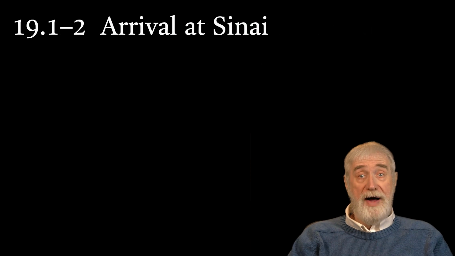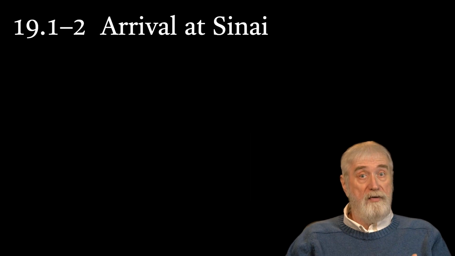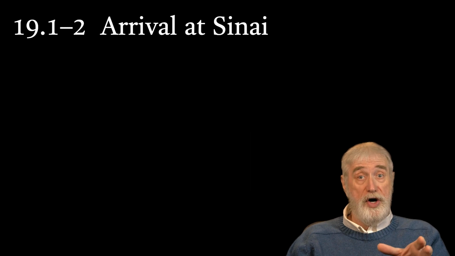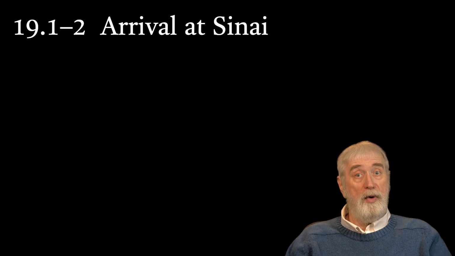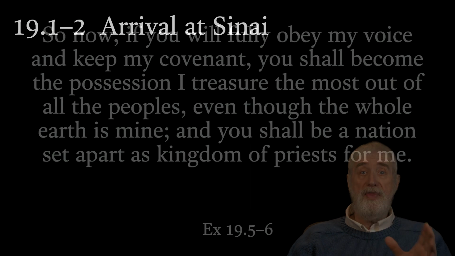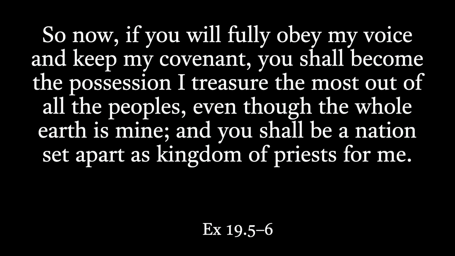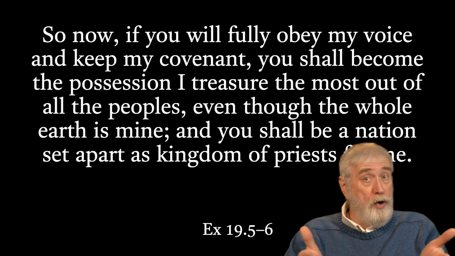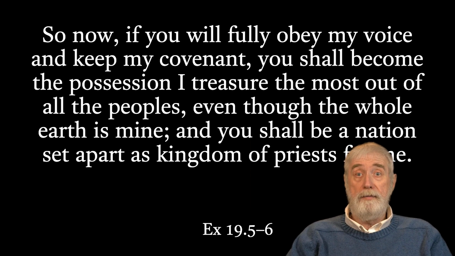When we arrive at Mount Sinai at the beginning of chapter 19, God prepares them for the covenant ceremony that will formalize the relationship between him and the people by telling them that they will be his most prized possessions if they keep the terms of the relationship that he will spell out for them. They swear that they will, even though they haven't yet heard what those terms are.